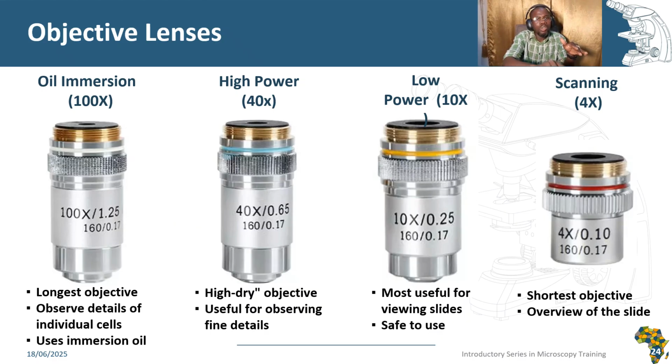The next one is the numerical aperture, which differs across the objective lenses. The higher the numerical aperture, the better the resolution and the clearer the images. On the oil immersion, the numerical aperture is 1.25. On high power, it is 0.65, and on low power, it is 0.25.